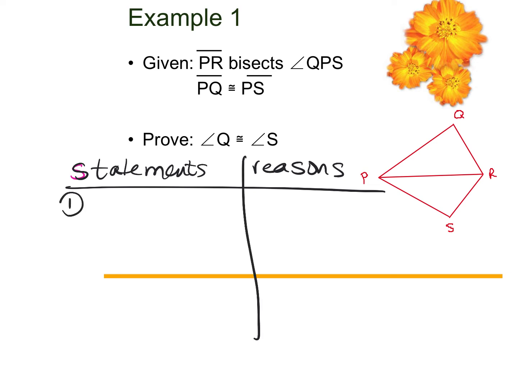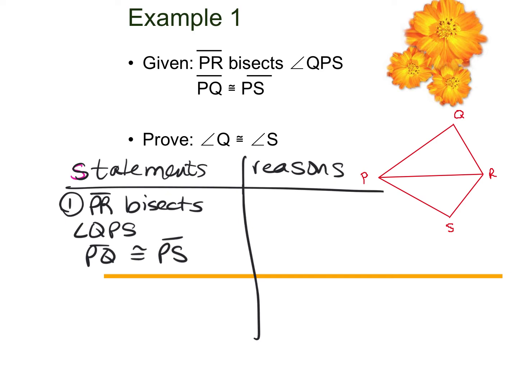Going to list all the given, and the given here was just PR bisects angle QPS, and that side PQ is congruent to PS. And I'm going to go ahead and label my picture. So PQ and PS are congruent. Now over here is my angle QPS. And remember, PR here is bisecting that angle.